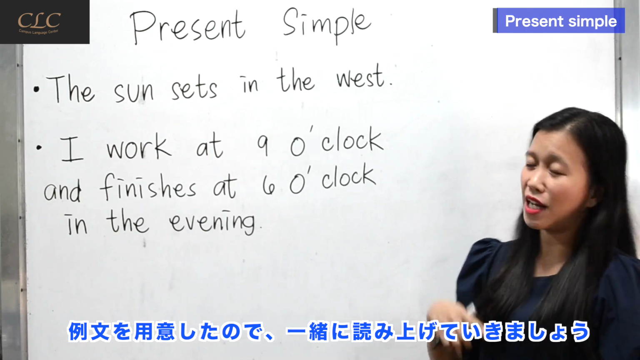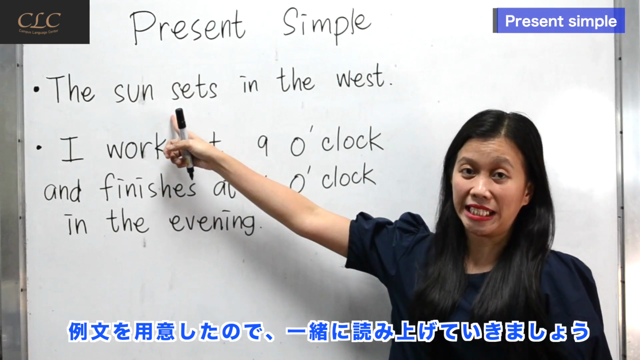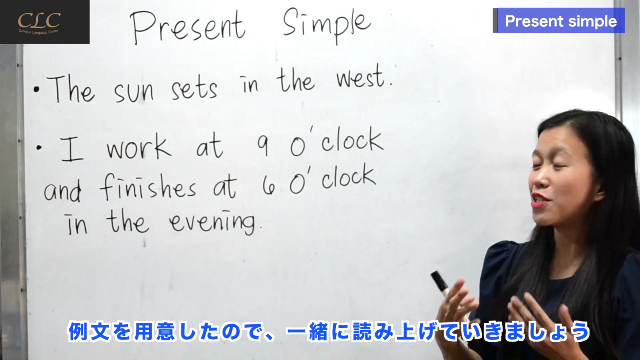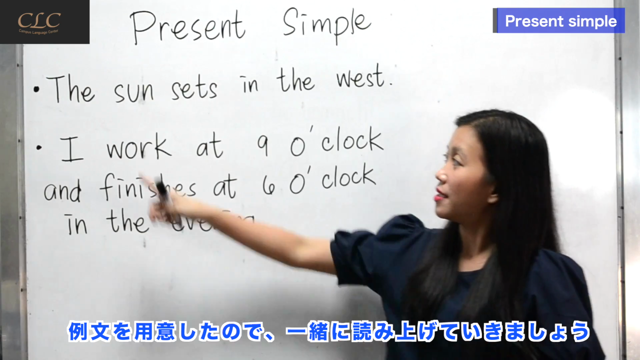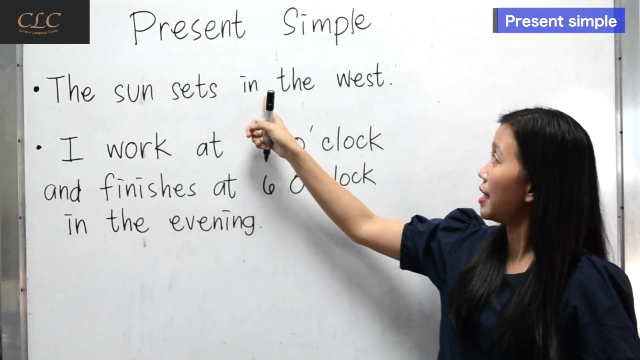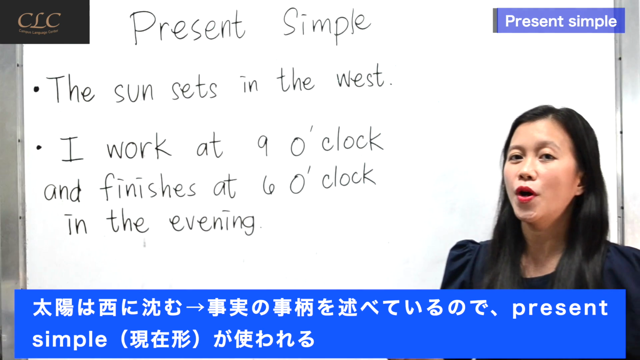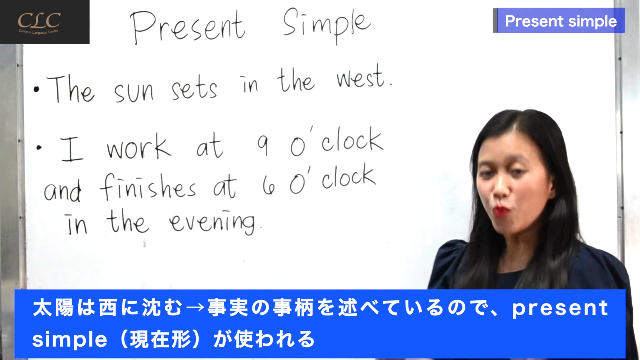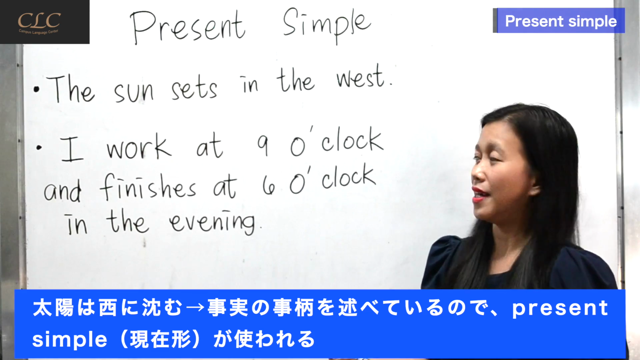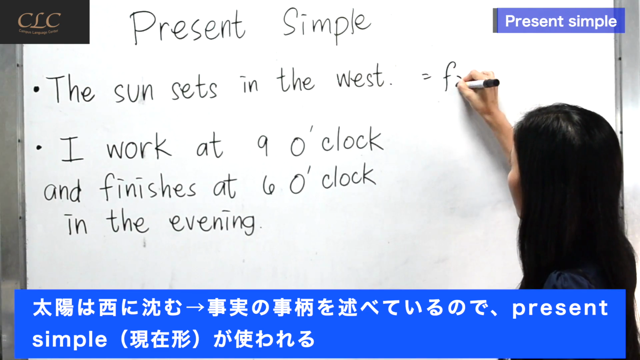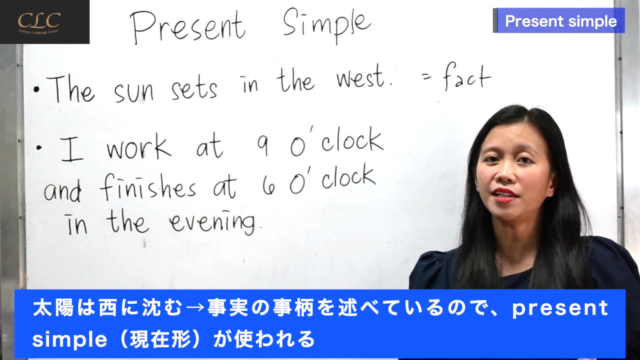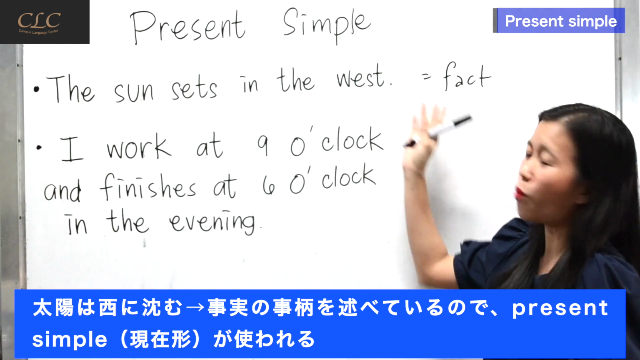First, let's have the first sentence. We will read it together, okay? The sun sets in the west. So this is an example of a real thing. It's a fact because the sun really sets in the west.